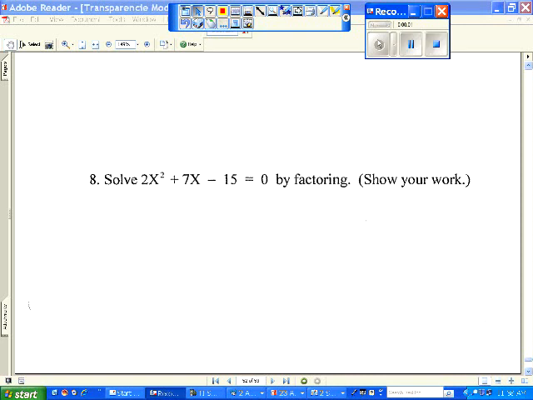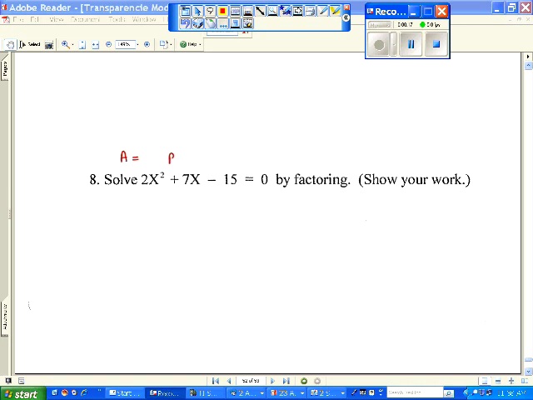We're going over the Chapter 7 review. This is Part 2. Question number 8 is where we're at. It says solve the quadratic 2x squared plus 7x minus 15 equals 0 by factoring and show your work. If we're going to solve by factoring, what do we need to know first?